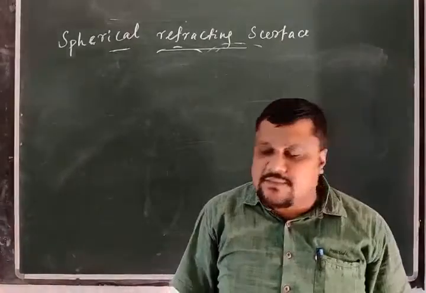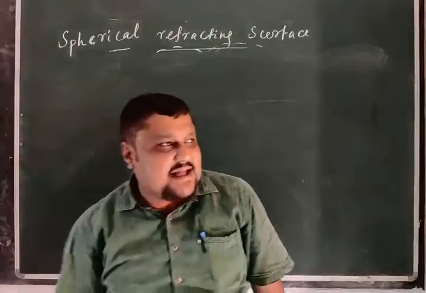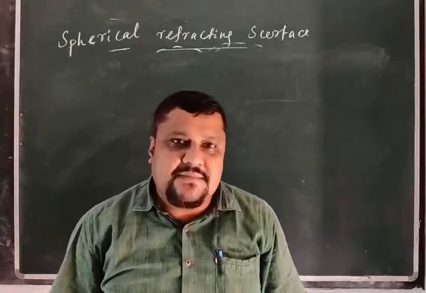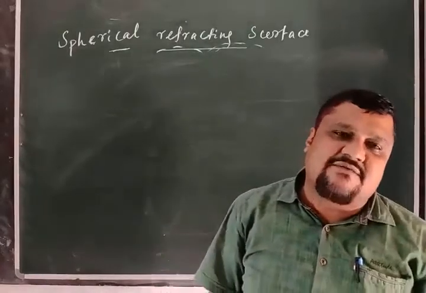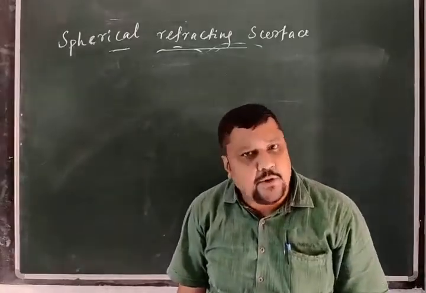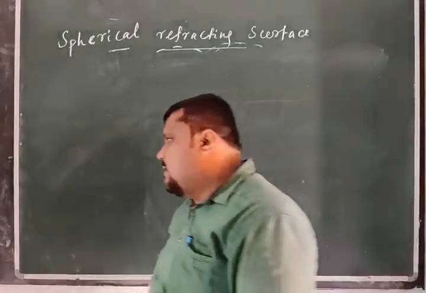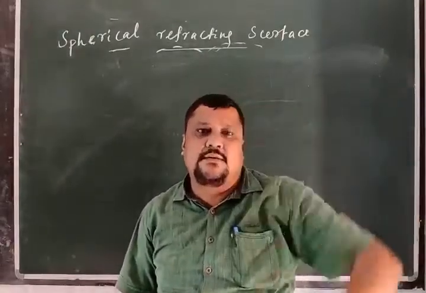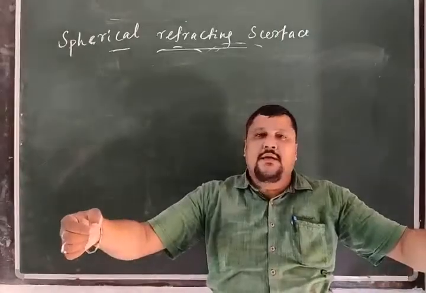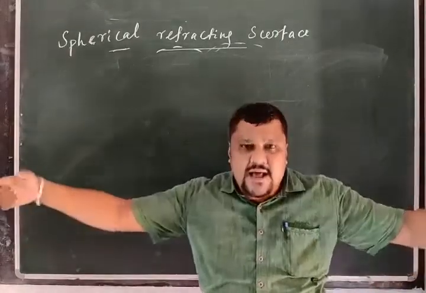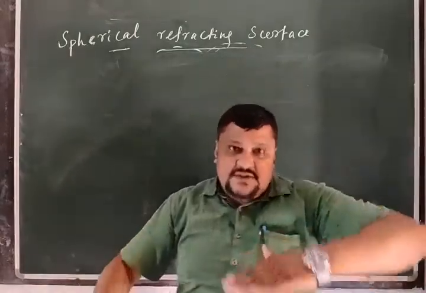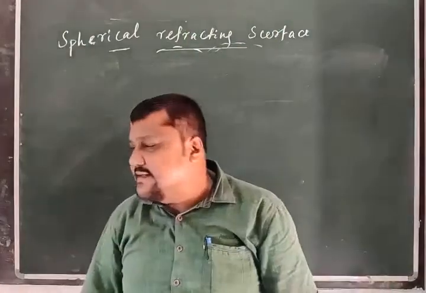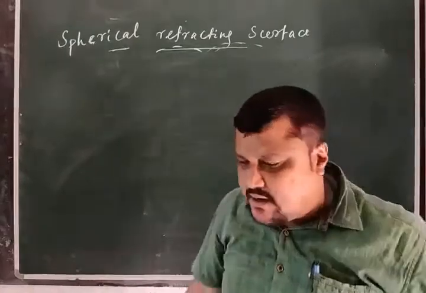If the distance is measured along the direction of incident light, then it is positive. If the distance is measured opposite to the direction of incident light, then it is negative. Number 3: if the transverse distance is measured above the principal axis, that is positive. What is the principal axis? The line joining the pole and center of curvature. Below the principal axis, that is negative. So this is the sign convention we will use.